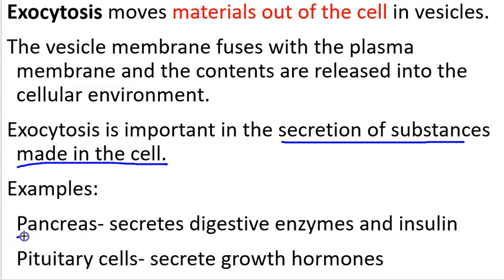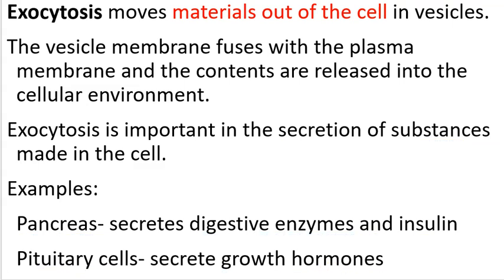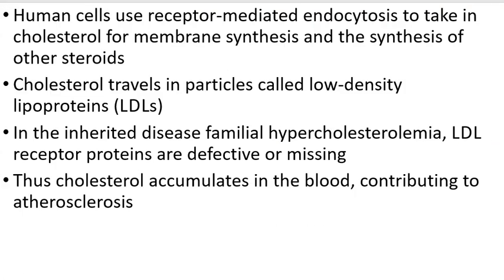And so, for example, the pancreas secretes digestive enzymes and insulin. Pituitary cells secrete growth hormones. I mean, we're talking hormones here, and even ligands and various things like that.